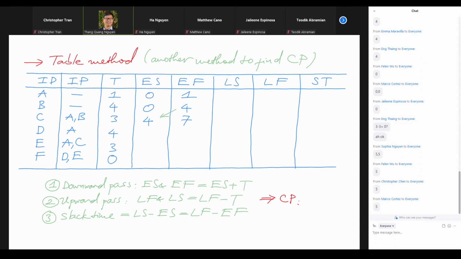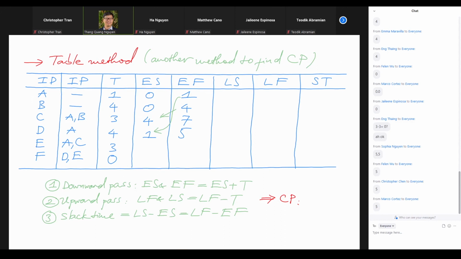Okay, so now let's do D. For D, you ask yourself one more time, what comes before D? And that is A right here. So A needs to be finished before D. So we look at that one, and then we can bring it down here. So we have that one because of that one. And then we go forward by 4 weeks, so we have 5 here. So D can be started at 1 and be finished at 5 as earliest.